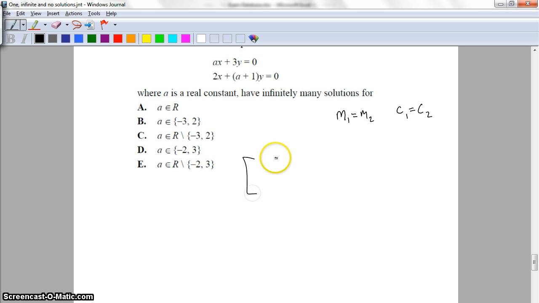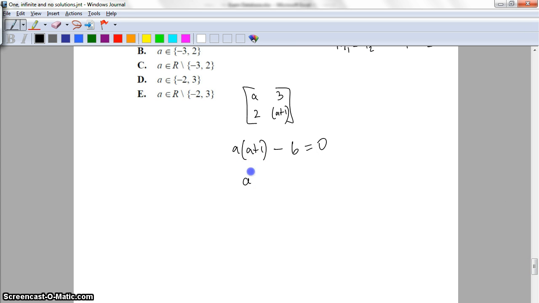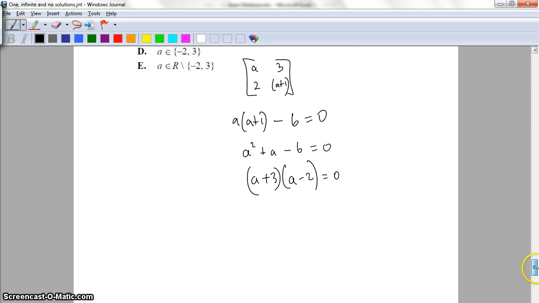I'm going to use matrices, and I get a, 3, 2, and a plus 1. Now I'm going to get the determinant, which is a times (a plus 1) minus 3 times 2, which is 6, and I'm going to force that to equal 0 because that will be when my gradients are the same. And I get a squared plus a minus 6 equals 0. I use the cross method or whatever other method you want, and I get (a plus 3)(a minus 2). Okay, and so now I can find out that a equals negative 3 and positive 2.